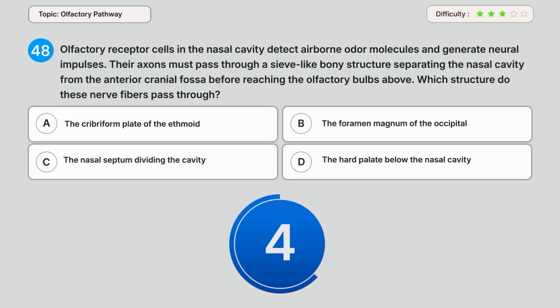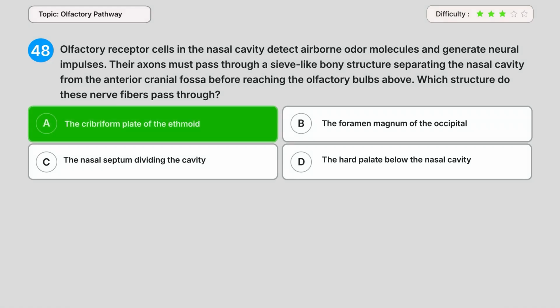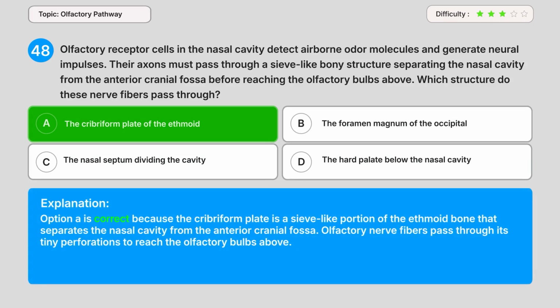What do you think is the answer? Correct answer, A. The cribriform plate of the ethmoid. Explanation. Option A is correct because the cribriform plate is a sieve-like portion of the ethmoid bone that separates the nasal cavity from the anterior cranial fossa. Olfactory nerve fibres pass through its tiny perforations to reach the olfactory bulbs above.